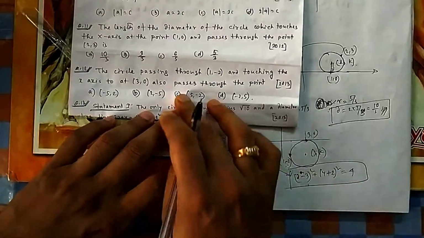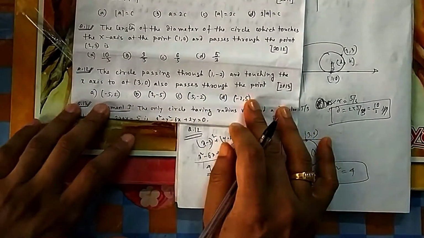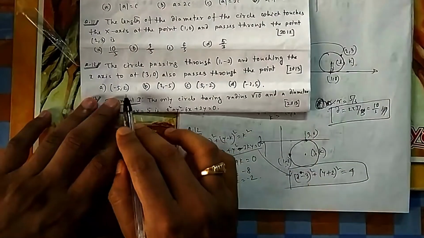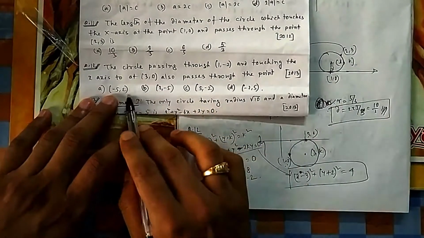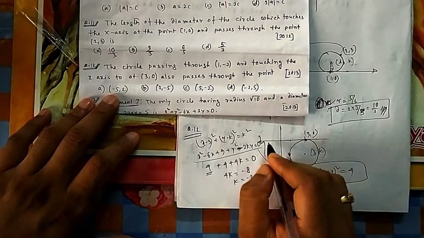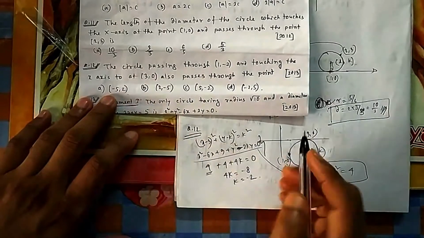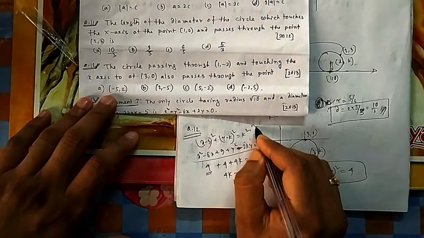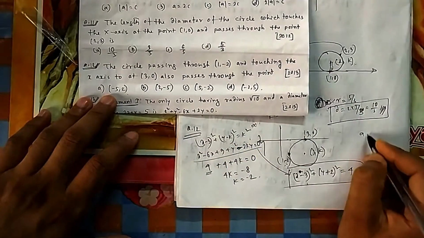Because there is no need to calculate in this way. Now you can see the circle will pass through the point they are asking, minus 5, 2. By seeing, you can eliminate some options. Minus 5, 2 is here, so obviously the circle is not here. So A is not the answer.